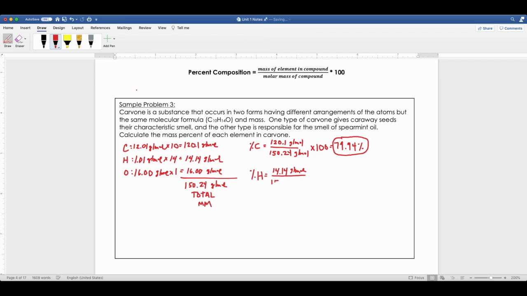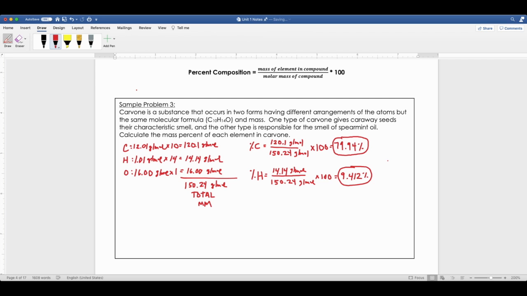And the total molar mass is still 150.24. And I'm going to multiply that by 100 again. And I get 9.412%. Notice I am following significant figure rules. 4 sig figs, 4 sig figs, 4. So by mass, 79.94% of Carvone is carbon and 9.412% is hydrogen.